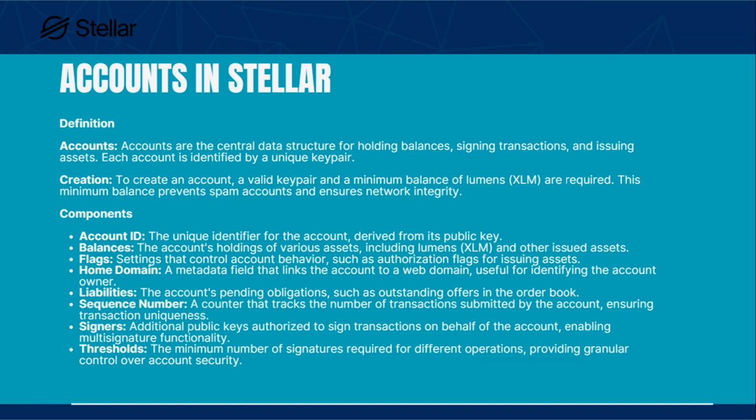Fourth, we have home domain. This is metadata linking an account to a domain used for identity and discovery. Fifth, we have liabilities. These represent pending obligations, open offers, and unsettled trades. Sixth, we have sequence number. This ensures transaction ordering, replay protection, and security.